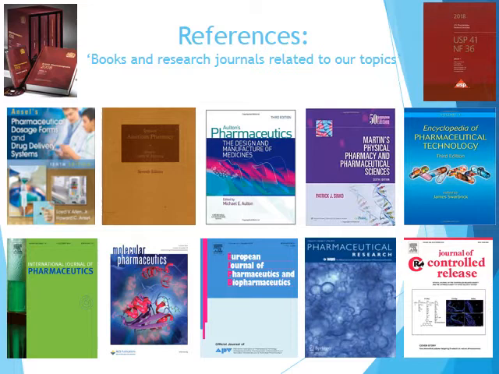Not only this, we also have a variety of research journals. If you want to publish any article, you need to publish it in a pharmaceutical journal. For example, these journals include the International Journal of Pharmaceutics, Molecular Pharmaceutics, European Journal of Pharmaceutics and Biopharmaceutics, Pharmaceutical Research, and Journal of Controlled Release. These are all journals that show you updated information or details about the different types of dosage forms fabricated or developed by researchers.